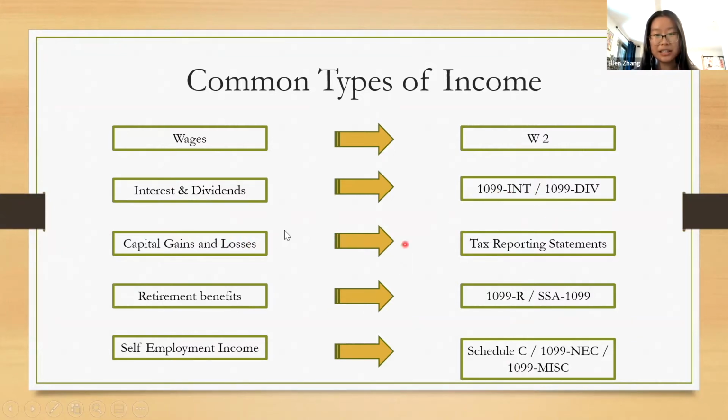Capital gains is a bit more tricky. Usually you find them on your tax reporting statements from your bank account or whatever stock trading application you use. For retirement benefits, we've got 1099-Rs and SSA-1099s. And self-employment income, Schedule Cs, 1099-NECs, and 1099-MISCs.